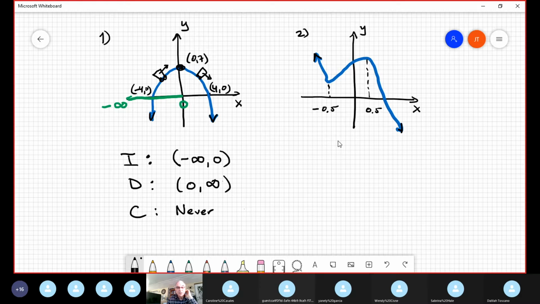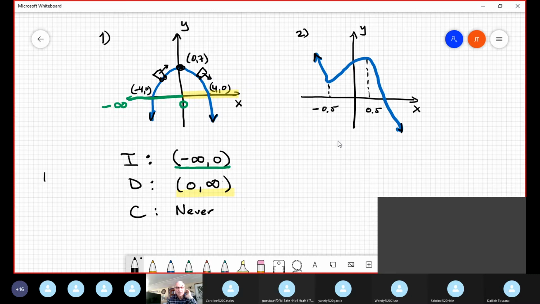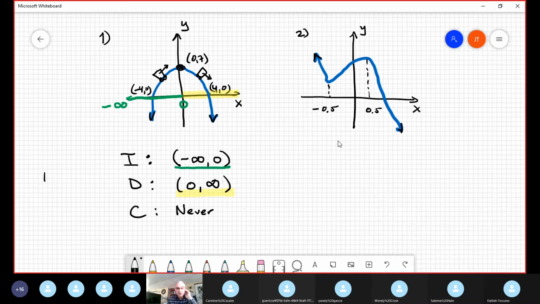Now let me try using another color. For example, the green part, the function is increasing, and the yellow part is decreasing. Any question, guys? Do you understand this or no? Yes or no? Answer me. Did you get the idea? Very good, Sabrina says, I got it. Everyone got it? Sure? Okay.